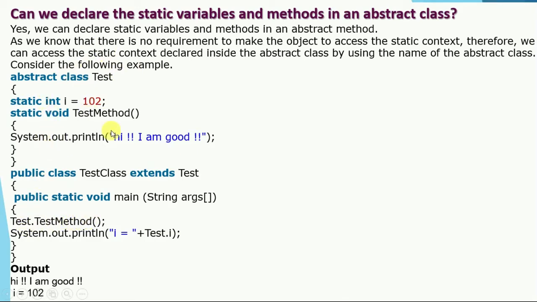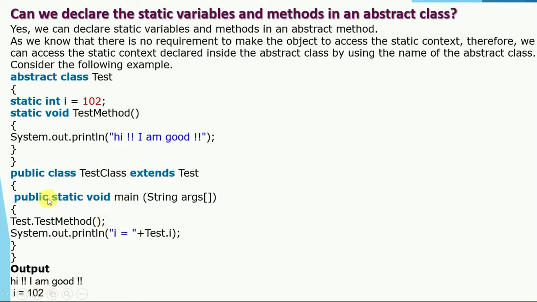Okay, test method, we are trying to invoke this test method. In this we want to print "hi, I am good", and in this we want to print the I value, which is 102, inside this abstract class. So the output is first "hi, I am good", and this I equals 102 value. So both statements will be printed.